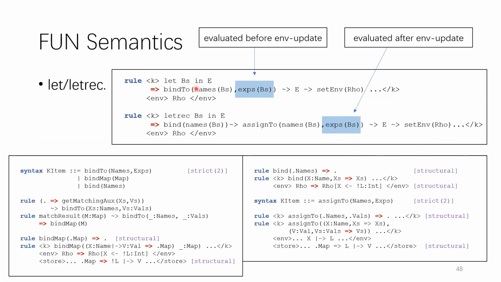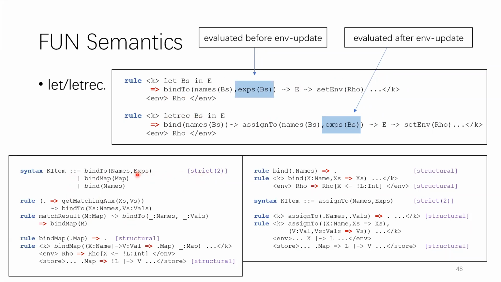So let will first bind names to the values, and then evaluate the expression, and then restore the environment. The difference is that letrec will just bind the names, and then assign the values to those names and keep going. And what's the difference? You see the bind to is defined here.